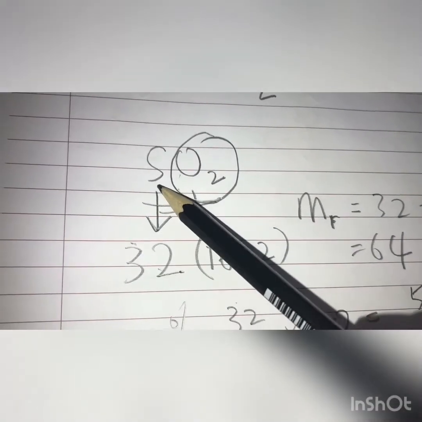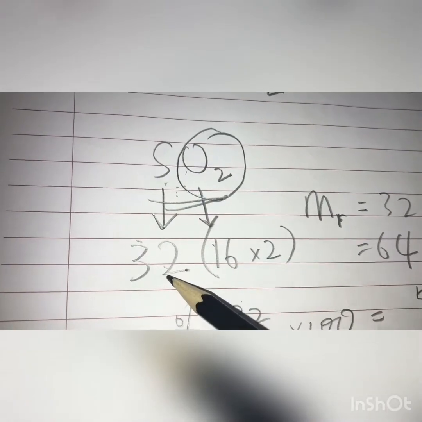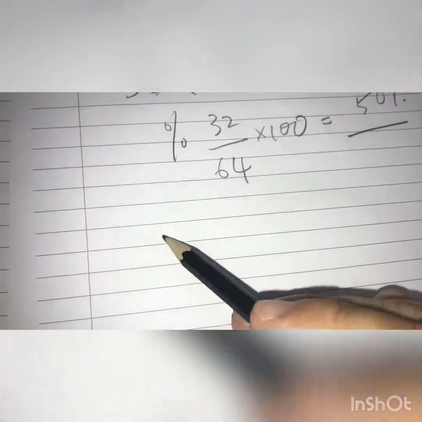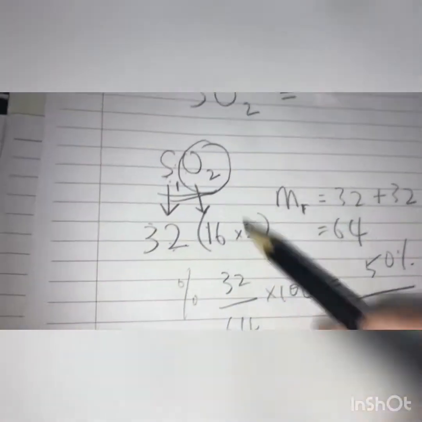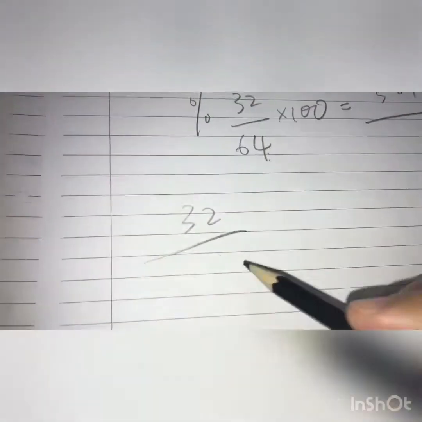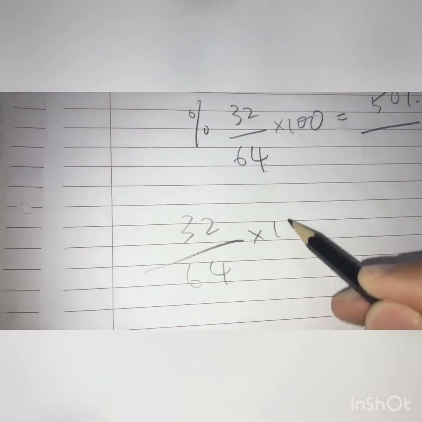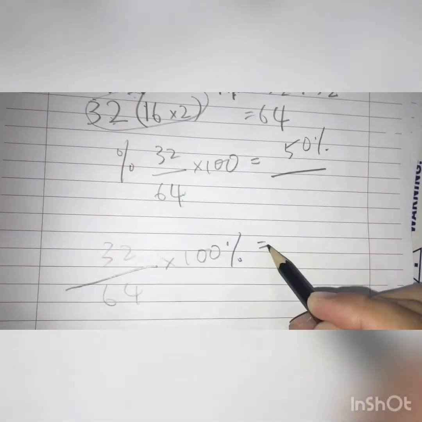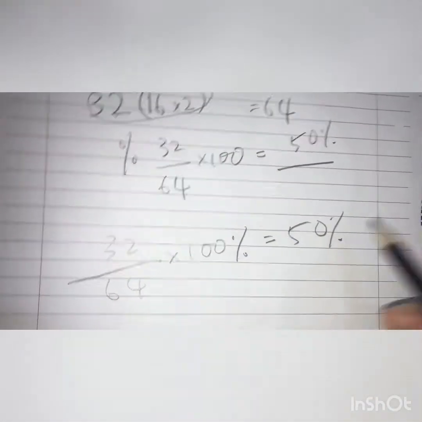Next question, number 6, is asking you to find out the percentage of sulfur in sulfur dioxide. The atomic mass for sulfur is 32, and there is only one sulfur, so 32 divided by the total. The total here is 64. Again, multiply by 100, it will be the same thing, 50%.